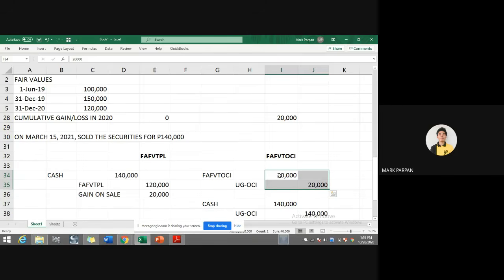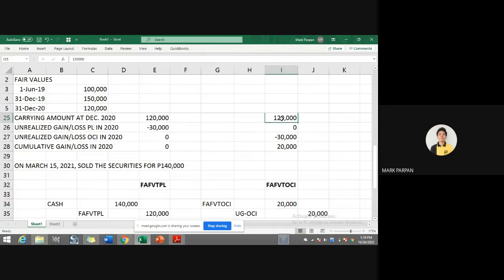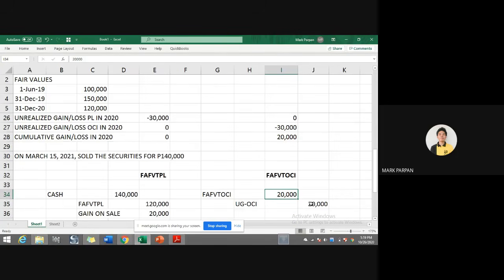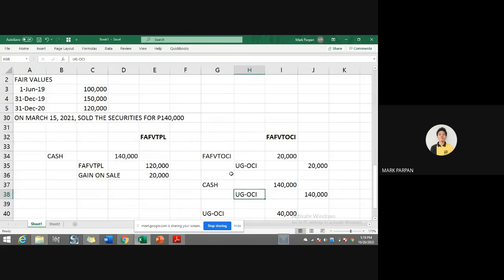Okay? Remeasure, then sell. From 120, it increased by 20, meaning the value now is 140. So the selling price and the FVTOCI are now equal, and you can cancel it. So, debit cash 140, credit FVTOCI 140,000. Okay, so remeasure, then sell.